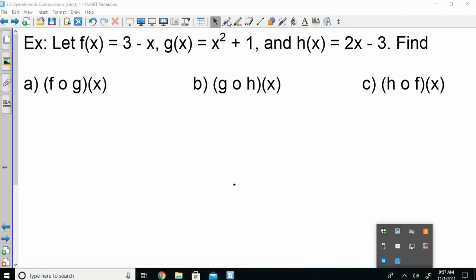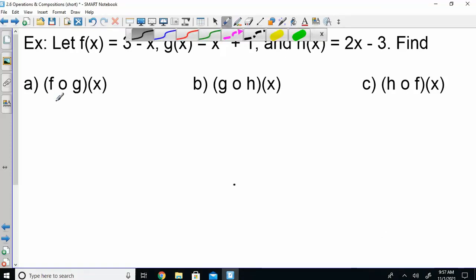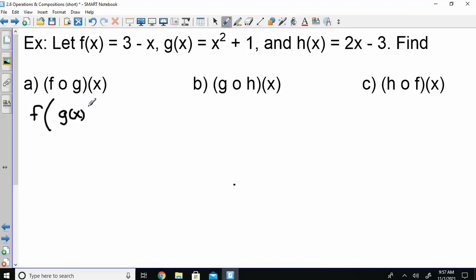So when I ask for f composed with g of x, I think it's easier to write this with parentheses. That's f of g of x. You always start on the inside. So what is g of x? X squared plus 1. So the difference is I don't have a number to plug in. So we just have to keep that whole function.